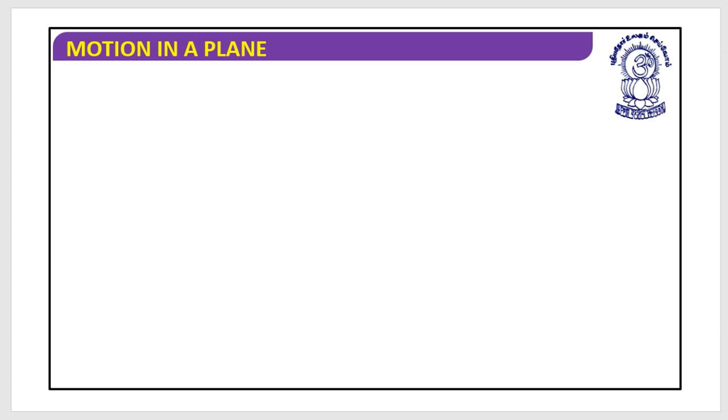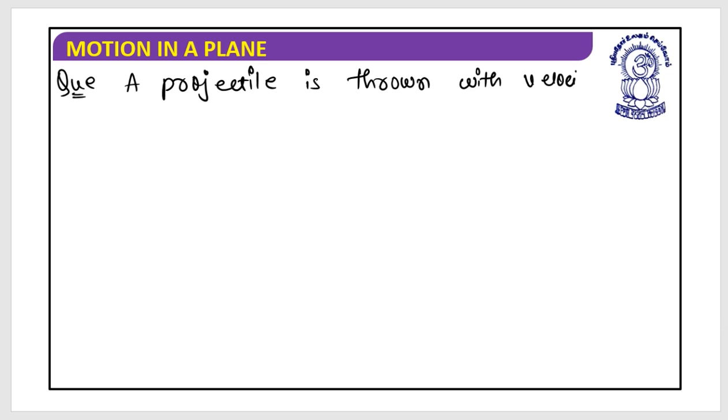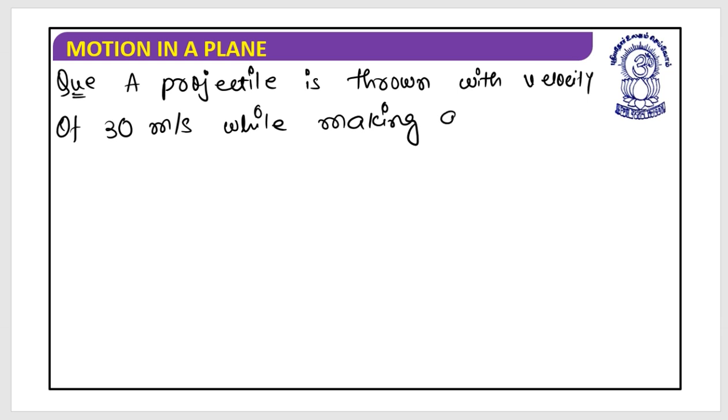The question is: a projectile is thrown with velocity of 30 meter per second while making an angle of 30 degree with the horizontal.